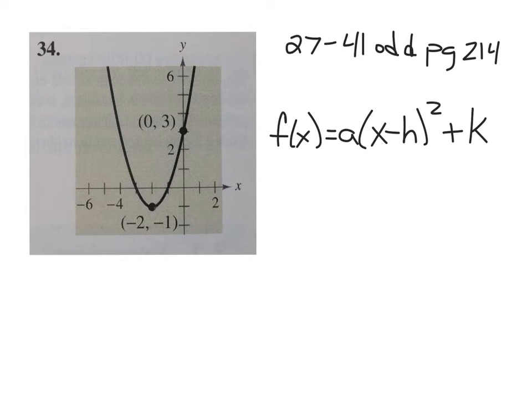Like, what can we start with? What are we plugging in? Yeah, so we got the vertex, right? So we can at least start with that. So then we have, watch your signs, right? It's the opposite sign on the inside. So then x plus 2 squared minus 1. So, we're pretty close now. All we have to do is find a. We got to use that other point somehow.